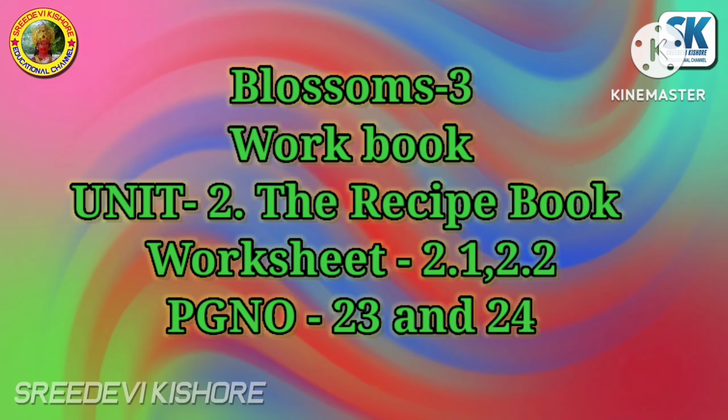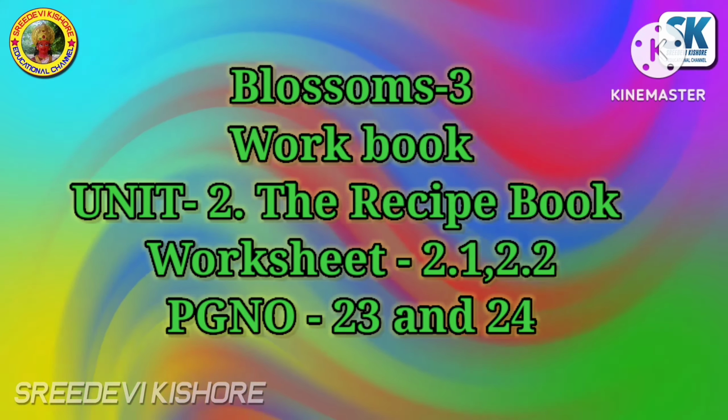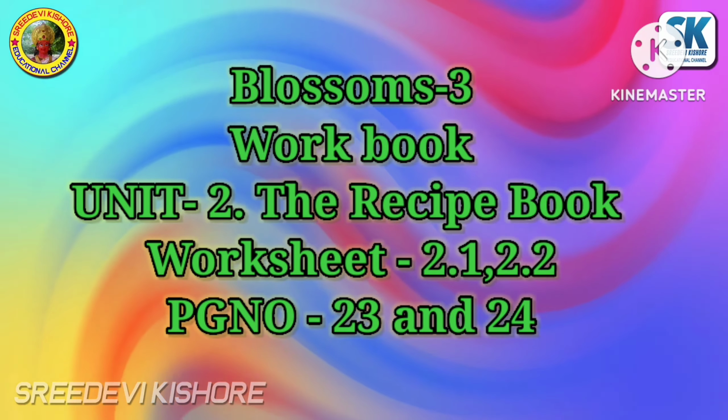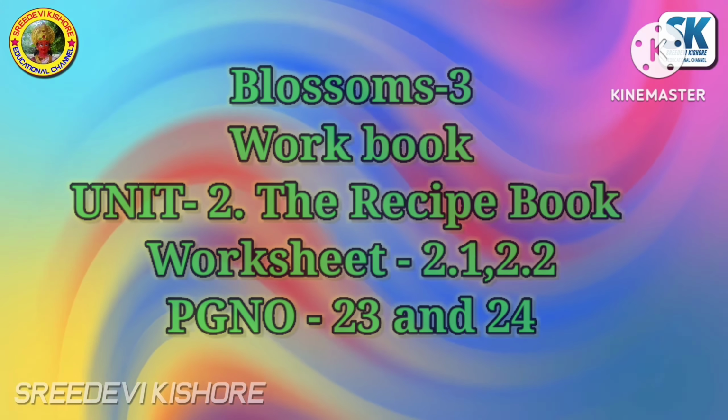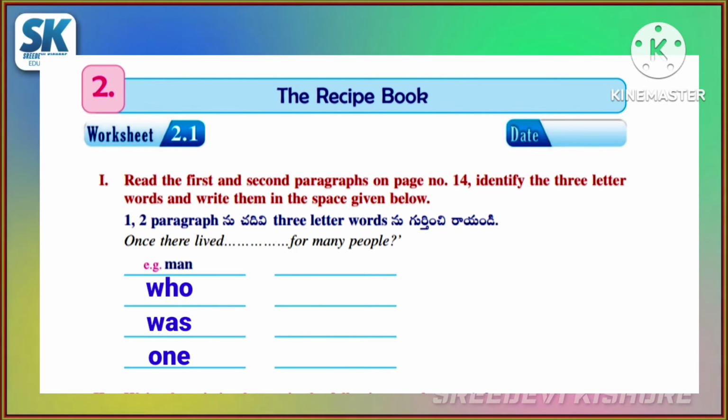Blossoms 3 Workbook, Unit 2, The Recipe Book, Worksheet 2.1, 2.2, page number 23 and 24. Read the first and second paragraphs on page number 14. Identify the three-letter words and write them in the space given below. Who, was, won, not, get, for, but.